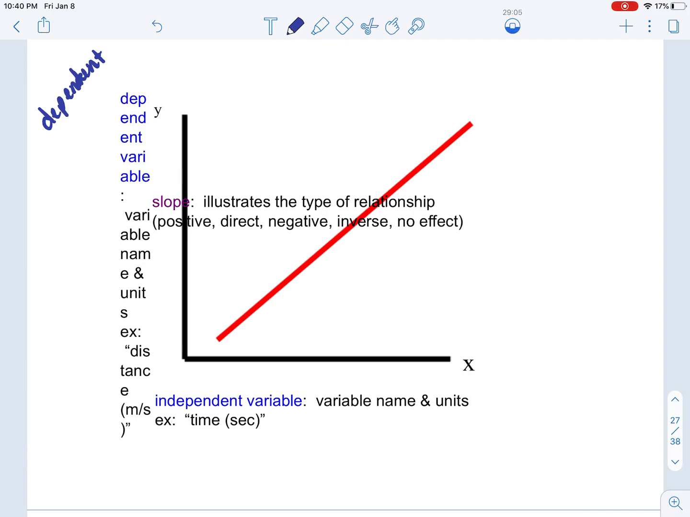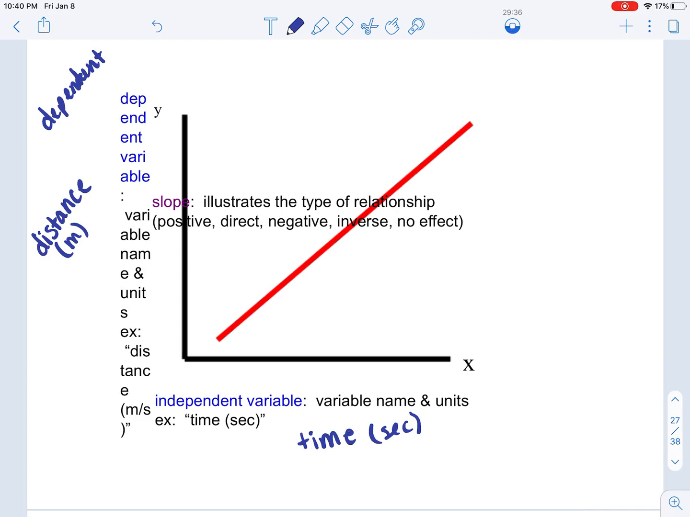And notice that both the x and the y labels need to have the name of the variable along with the unit it is measured in. So for this example, the y-axis is going to be distance, and it's going to be measured in meters, whereas the x-axis on this example is time, and it's going to be measured in seconds. You must tell me what those units are.